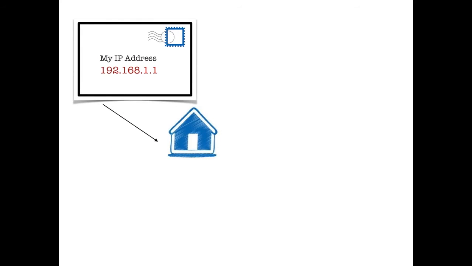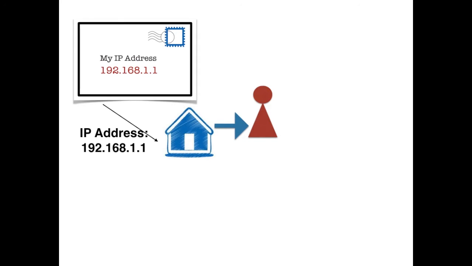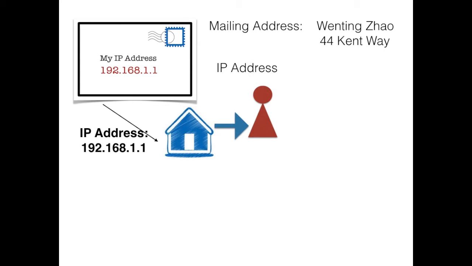IP address works like your mailing address. Everybody has their unique mailing address. This is my mailing address, Wenting Zhao, 44 Kent Way. And this is my IP address.